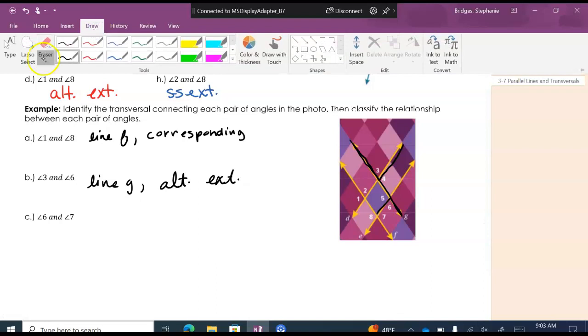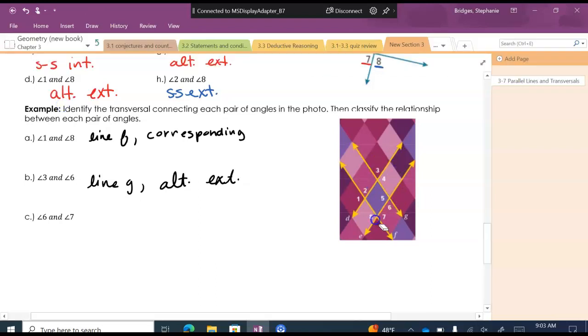All right, and then the last one, let me erase my markings. Angle 6 and angle 7 are here. What's the one line they share? E. So line E is the transversal. And then what kind of angles are they? Same side. Would you say interior or exterior?